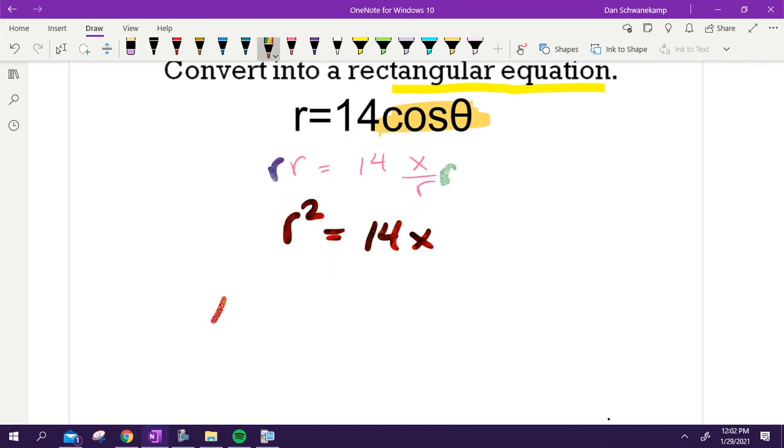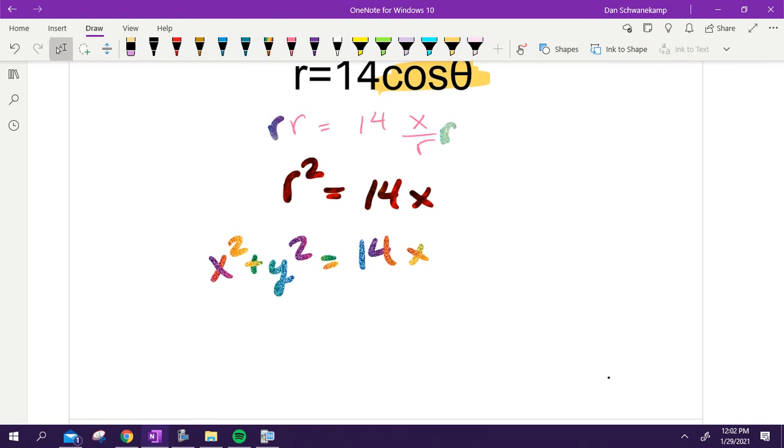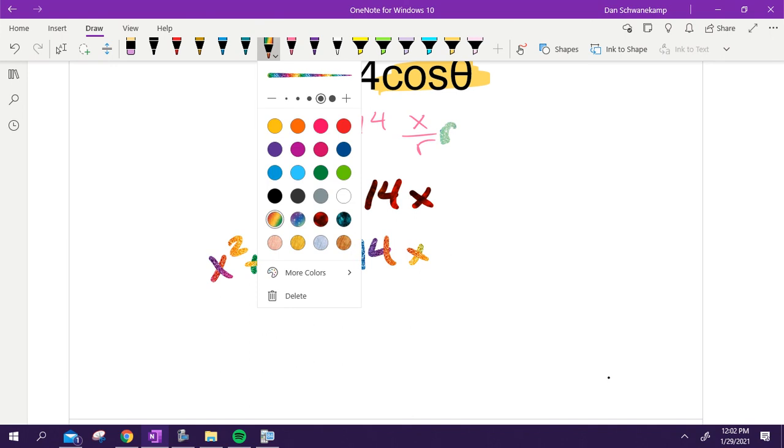X squared plus y squared. So we would get x squared plus y squared equals 14x. We need to recognize that this is a circle. It's got an x squared and a y squared, so it's a circle. So we've got to get the x's together. So from here, we're getting everything to this side.